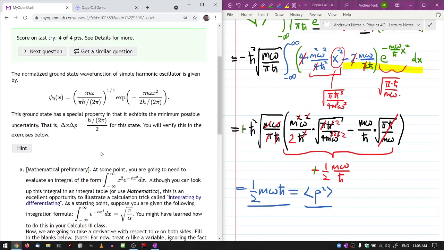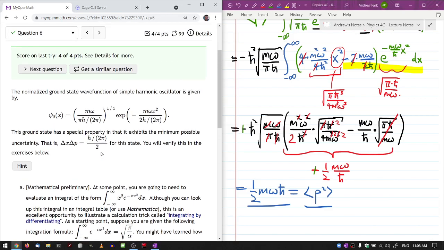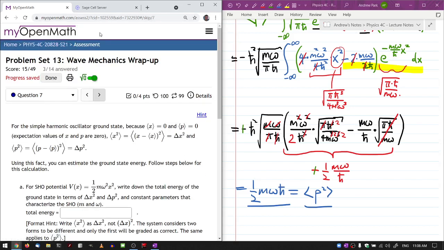Not all states have this minimum uncertainty condition. You will find that the ground state of a particle in a box, for example, doesn't have this property. Only a few known wave function solutions have this property. All right, keep going. Question 7.